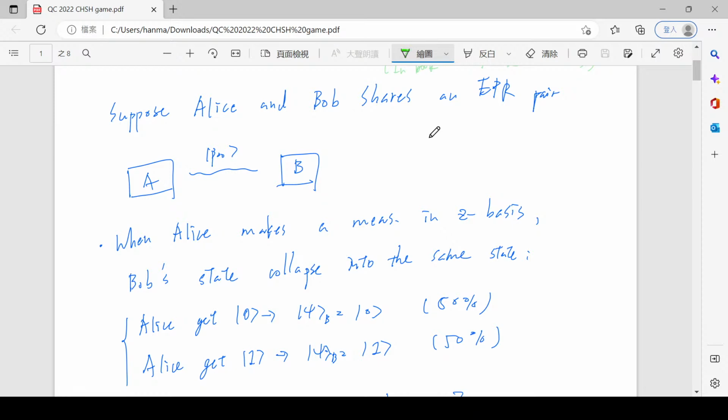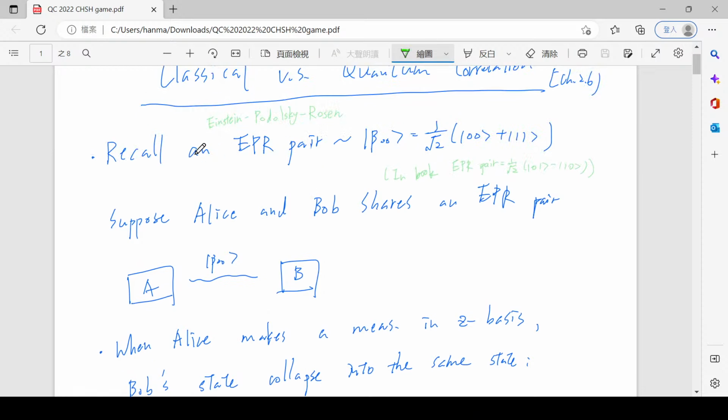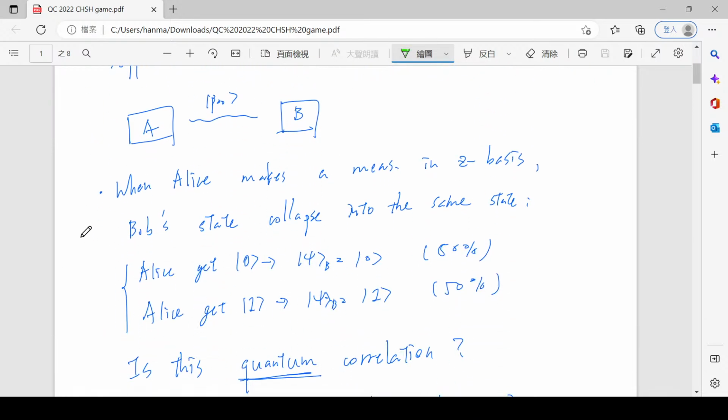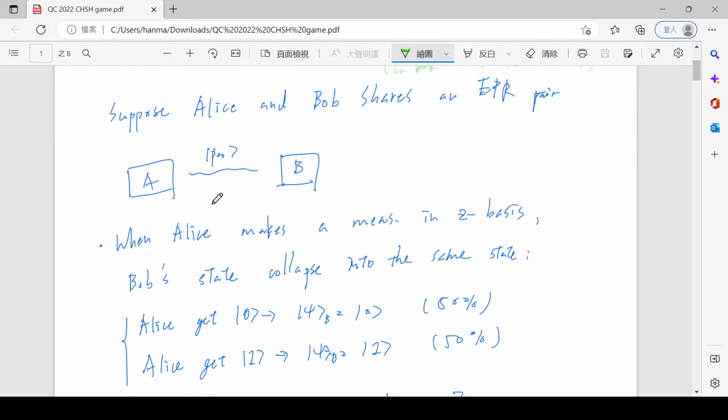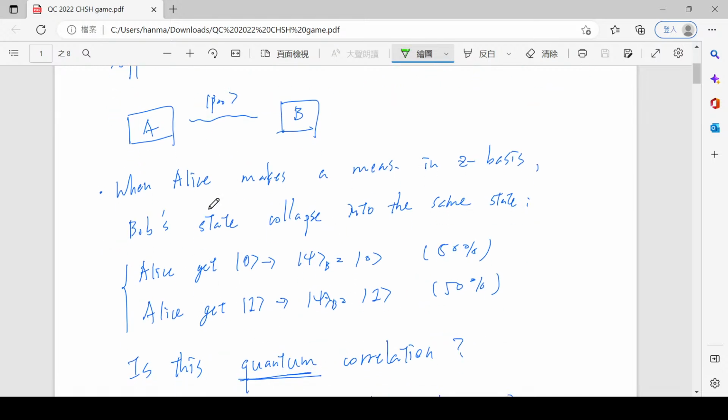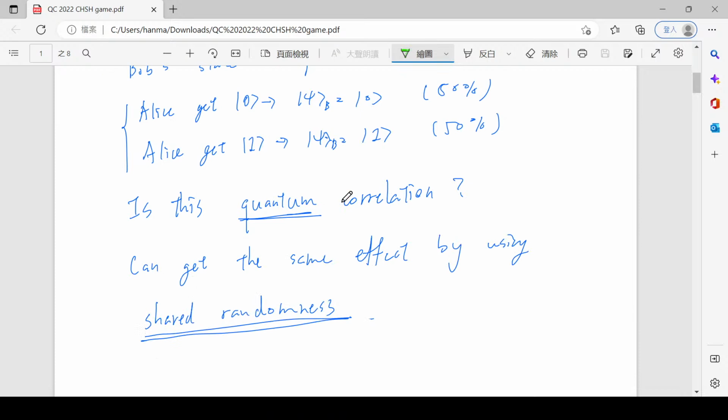This is one of the weird parts of quantum mechanics that Einstein doesn't like: faster-than-light collapse of the state. If Alice gets 0, Bob's state will immediately become 0, and if Alice gets 1, Bob's state will immediately become 1. This is the popular science description you will see of entanglement. But is this really so weird, that when Alice gets 0 you immediately know Bob will get 0, and when Alice gets 1 you know Bob gets 1? It's not quite right.